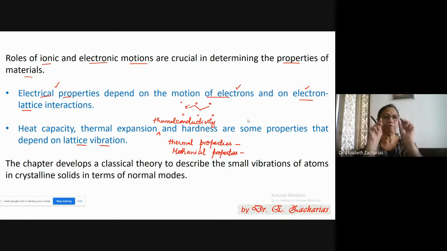So please remember, when I'm talking of the ions sitting at the lattices, we are talking of bonds. I showed you R naught.